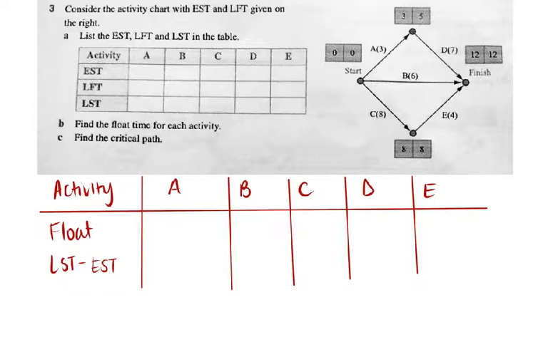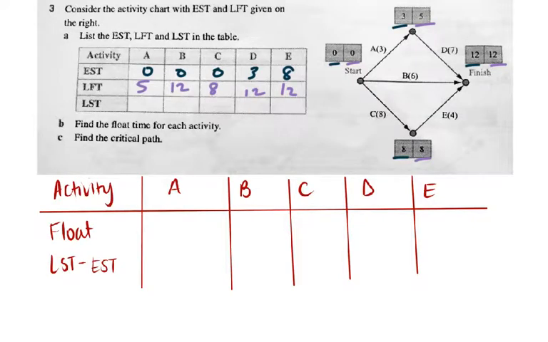The first thing that we're going to do is the early start time, and that we get from our activity chart. So A is 0, B is 0, C is 0, D is 3, and E is 8. The latest finish time, and we do this by backwards planning, we get that from the activity chart also. So E is 12, D is 12, C is 8, B is 12, and A is 5.